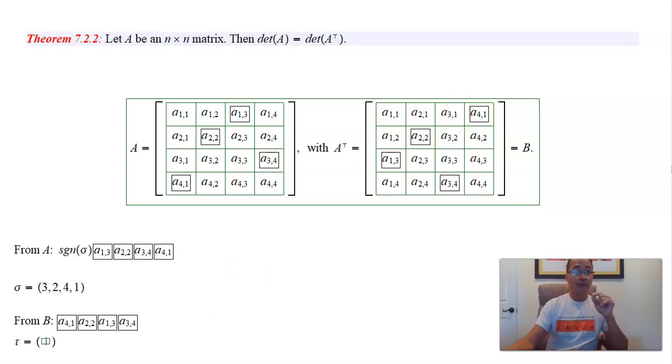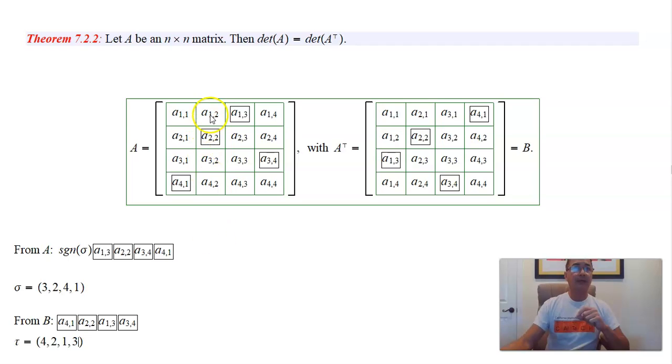So from row 1, we pick column 4. From row 2, we pick column 2. From row 3, we pick column 1. From row 4, we pick column 3. Before, tau was sigma inverse. Is it still sigma inverse? 1 goes to 3, 3 goes back to 1. 2 goes to 2, 2 goes back to 2. 3 goes to 4, 4 goes back to 3, 4 goes to 1, 1 goes back to 4. So yes, it is of course sigma inverse.